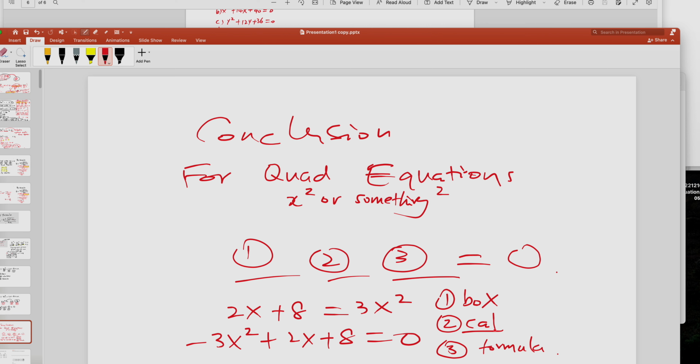If they don't give you 3 terms on the left equal to 0, so let's say they just give you 2 terms, then you look at that video, quadratic equation 2 terms. That's how you solve.